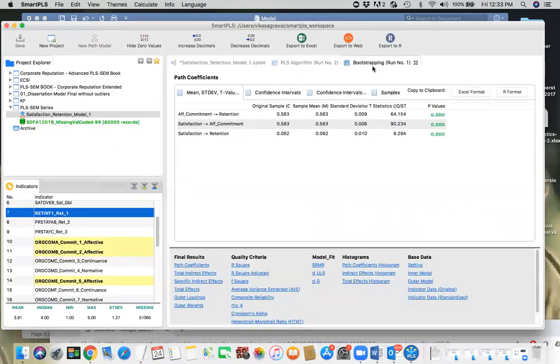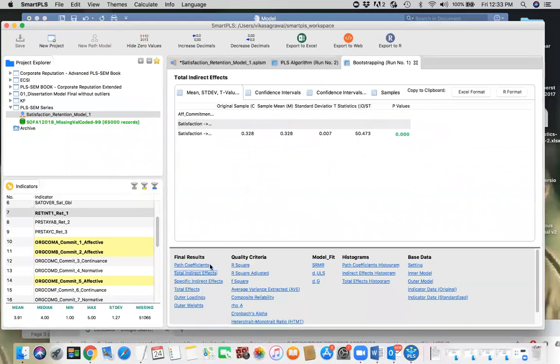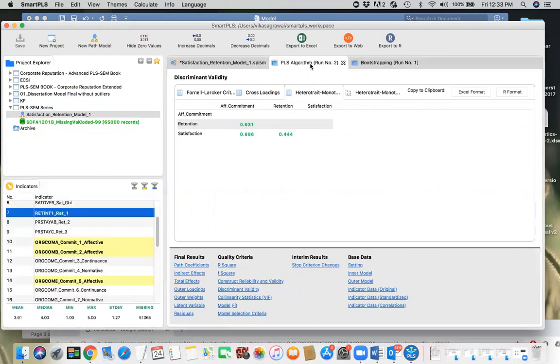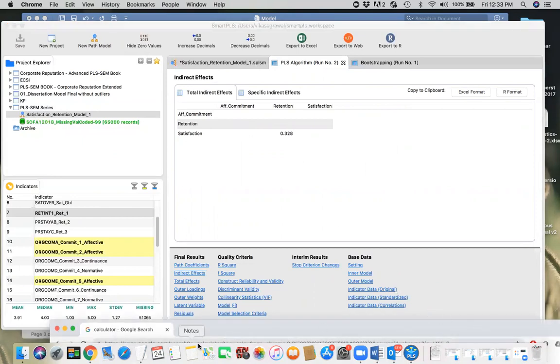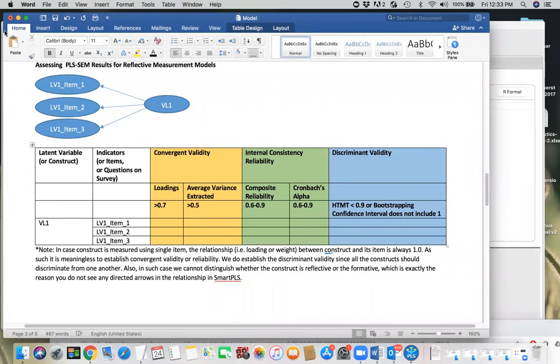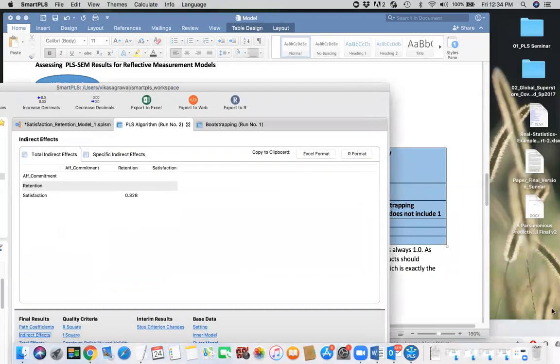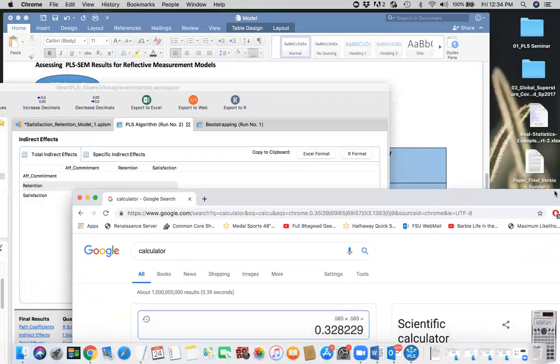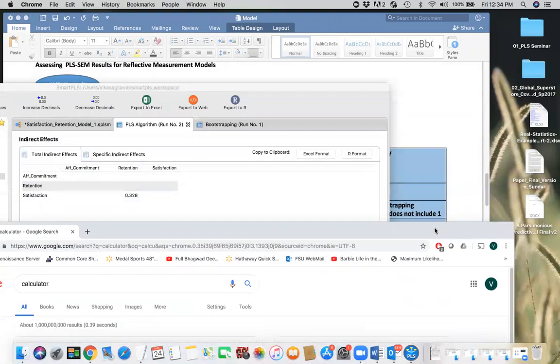So I'm going to go here, bootstrapping result, see the indirect effect. And if you see the indirect effect here, it's going to be better here, I guess. If you go to the PLS algorithm results, indirect effect here. So the indirect effect of satisfaction on retention is 0.328, and that's what we find out here, right? Let's see here. Okay, it's hidden. A lot of windows here. It's here, this one. See, 0.328, and that's what we are getting here.